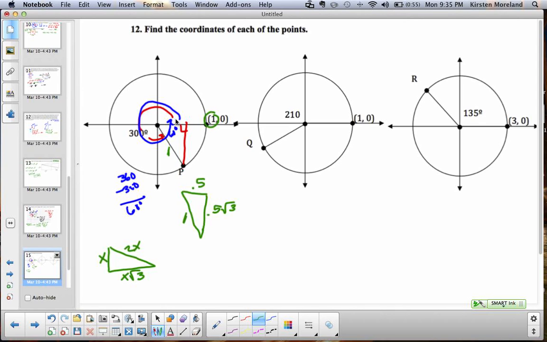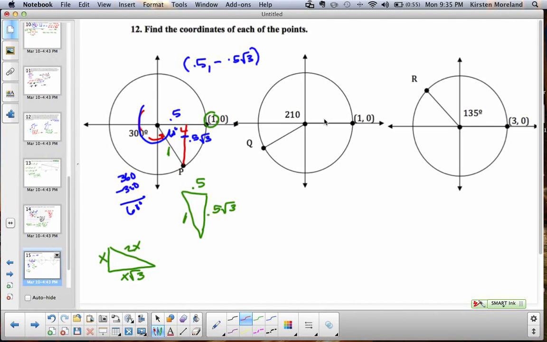So I look back at my graph, and let me just do a little erasing here. This distance is 0.5. This distance is 0.5 square root of 3. Right is positive, but down would make that one negative. So the coordinates of that point are right 0.5 and down 0.5 square root of 3.